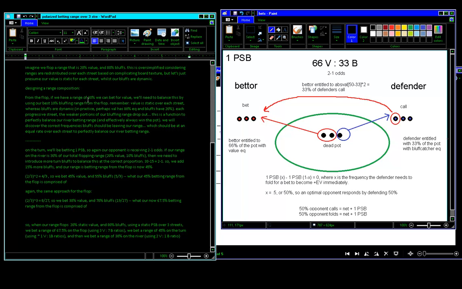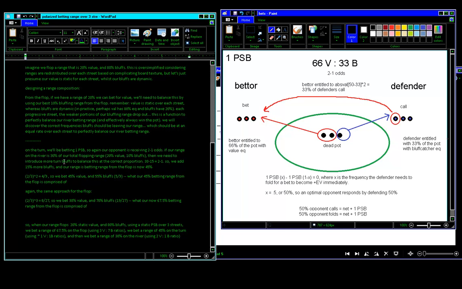I don't know if I said that up here, but that's important too. So we're using one pot size bet on the flop, one pot size bet on the turn, one pot size bet on the river. So on the turn, we'll be betting one pot size bet. So again, our opponent is receiving 2-to-1 odds.